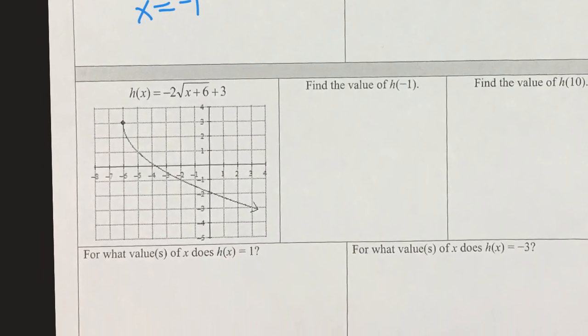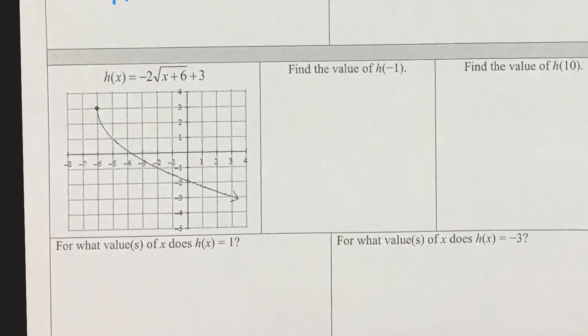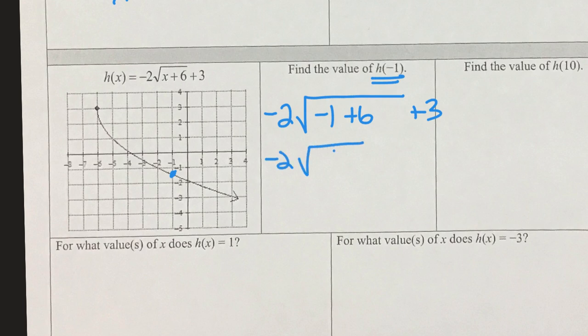Okay, so lastly here we have a negative square root graph. Find the value of h of negative 1. So when x is negative 1, y is right in there. Okay, which is not exactly nice. So we can do this. We can plug it into our function, negative 1 plus 6 plus 3. Okay, and we can evaluate. Negative 1 plus 6 is 5. The square root of 5.